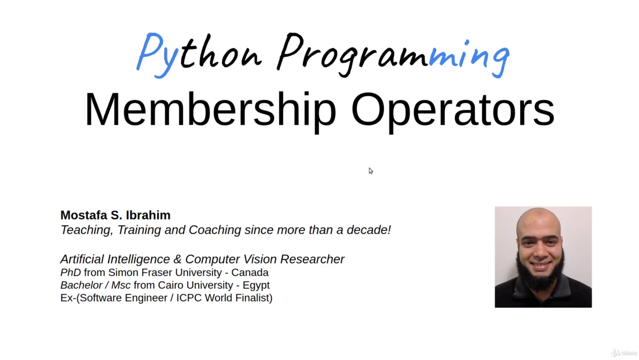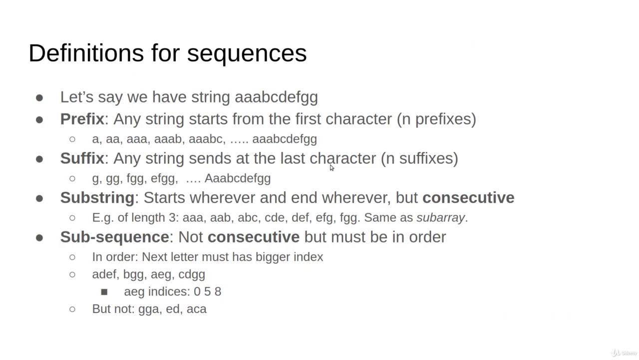Let's learn about the membership operator, which is a nice operator that exists in the Python language. First of all, let's know some terminologies that would help us to know about strings and also about something in the future. Let's say we have a string with this value: A, B, C, D, F, G, G.